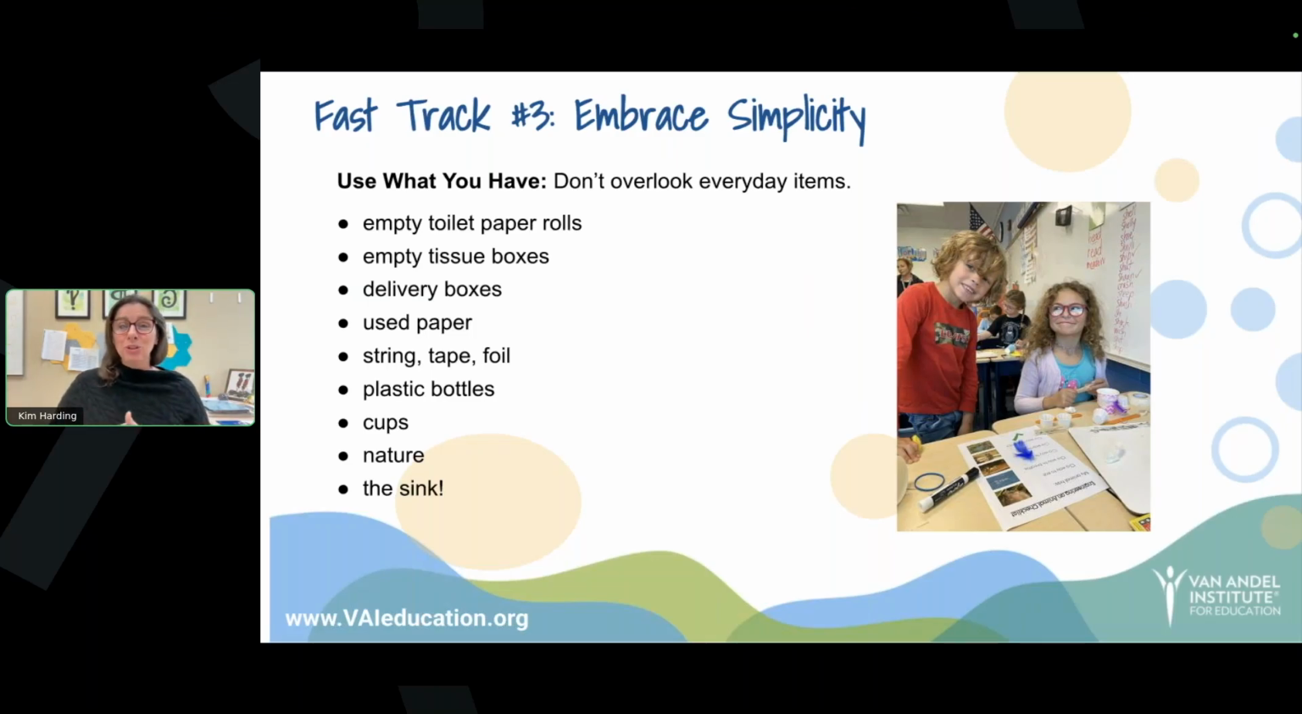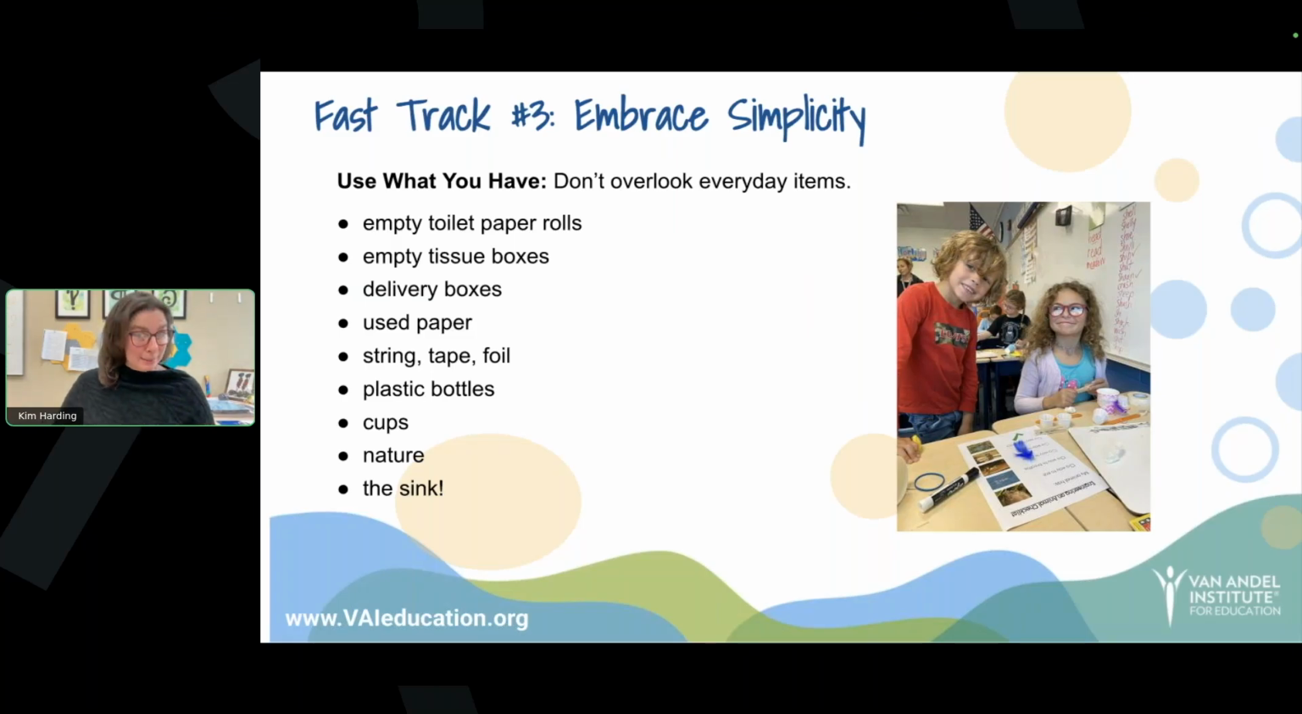Empty toilet paper rolls, I used to have our custodian collect those out of the bathrooms for me. It was a great way to stock them up because they're expensive to buy, so I didn't buy them. Empty tissue boxes, delivery boxes, right? We have all these people ordering things online now, shopping online.